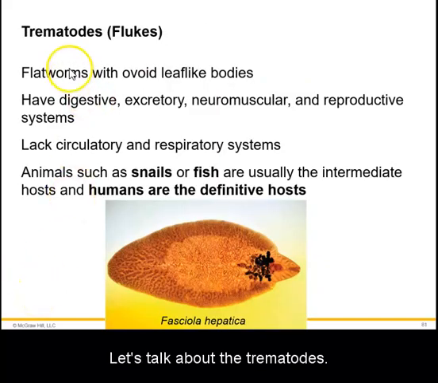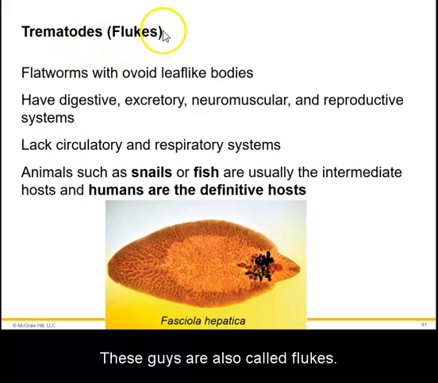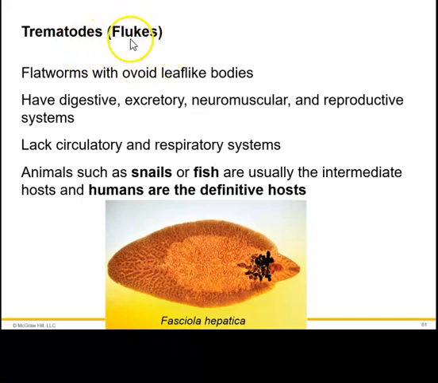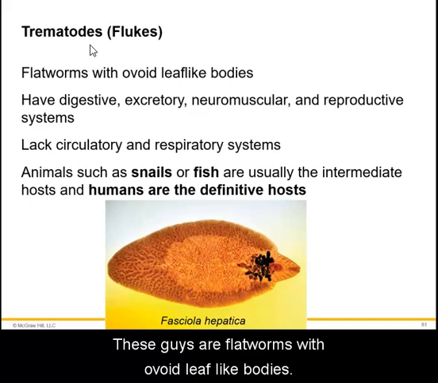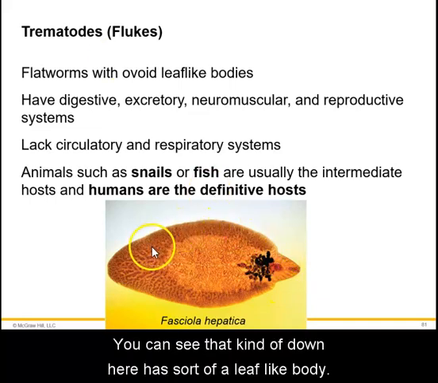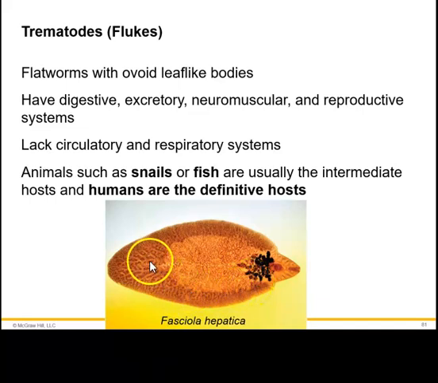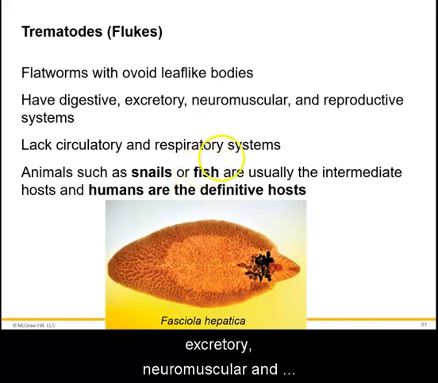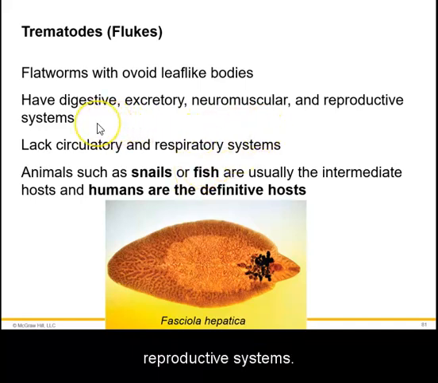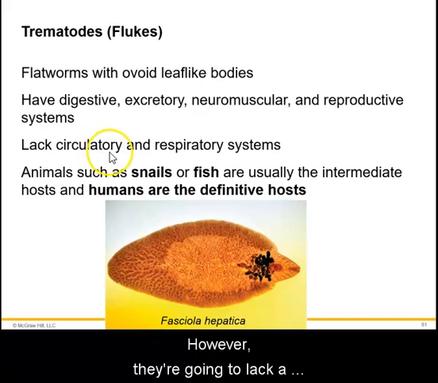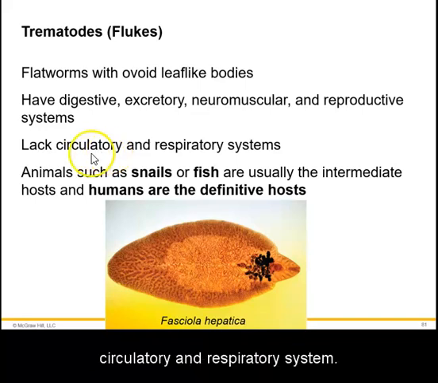All right, moving on, let's talk about the trematodes. These guys are also called flukes. These guys are flatworms with ovoid leaf-like bodies. You can see that kind of down here, has sort of a leaf-like body. They have fully formed digestive, excretory, neuromuscular, and reproductive systems. However, they're going to lack a circulatory and respiratory system.